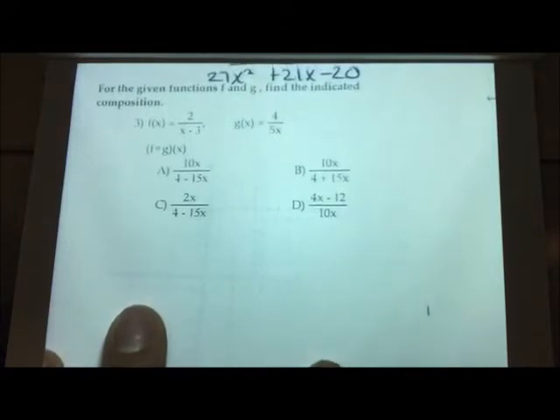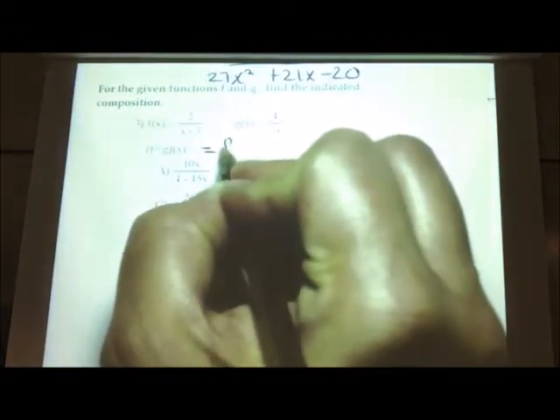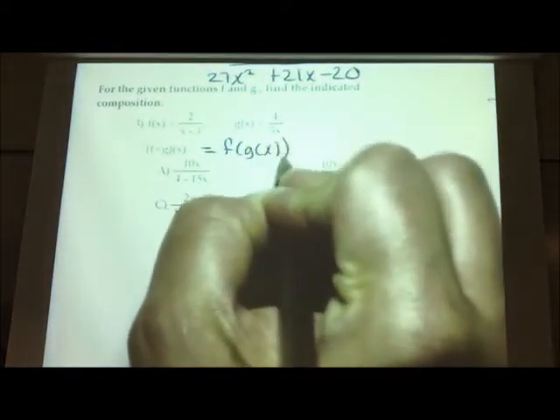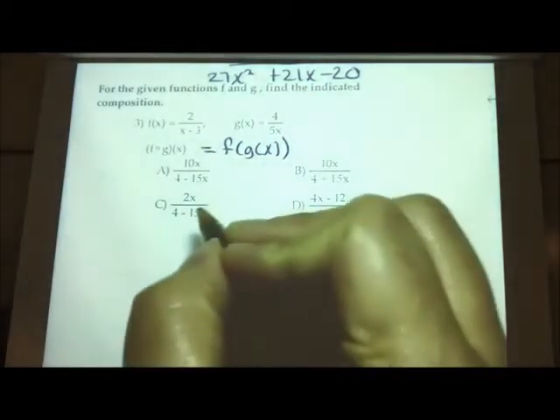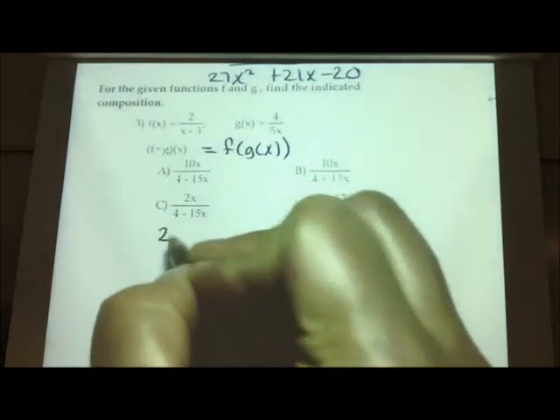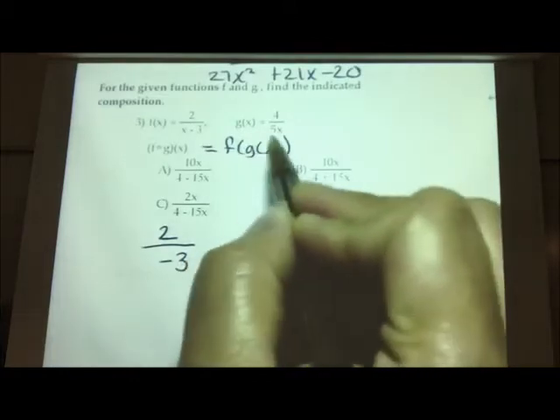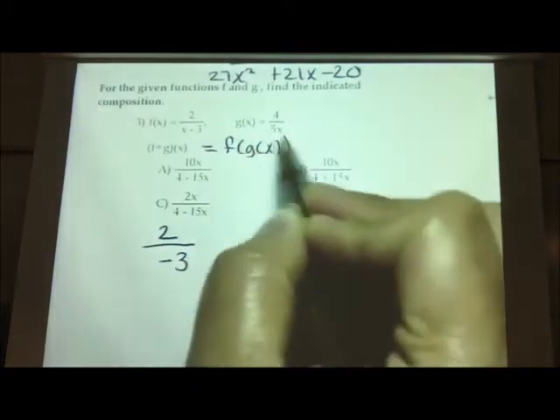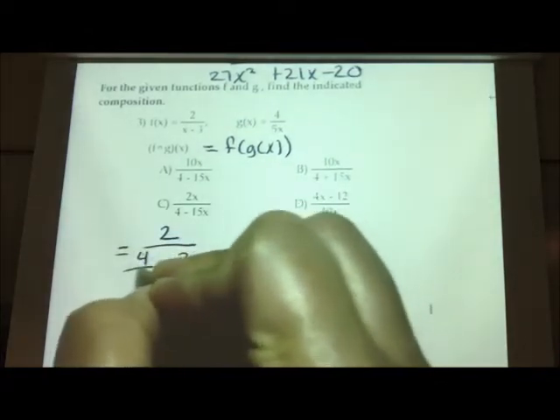When we look at the next problem, we're looking for a composition. Now, composition means f of g. Now remember, we said this means f of g of x. We've seen this before, the f of g and the g of f. So what does that mean? When we have function f, what do we have to replace the x in function f with? The function g. So I'm taking all the function g and putting it in here. 4 over 5x.